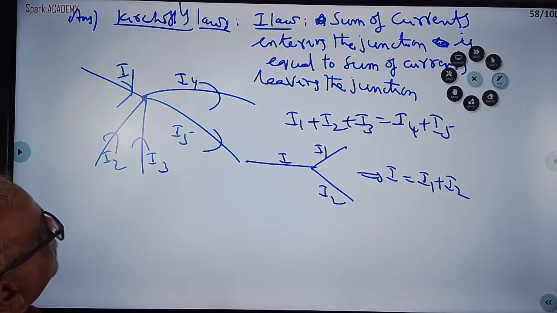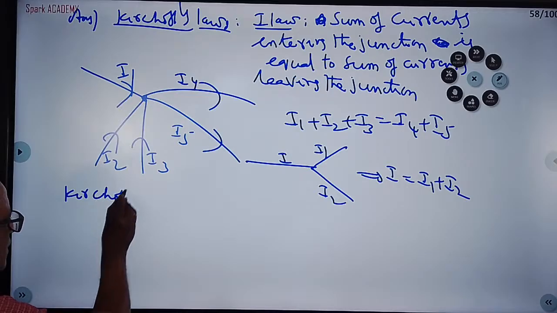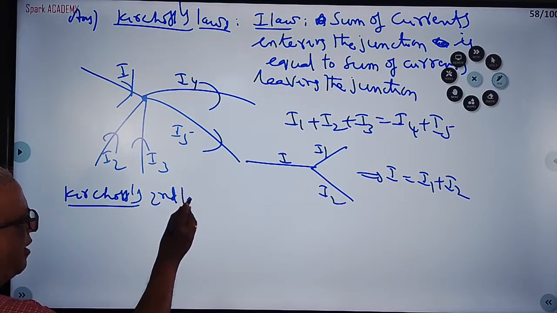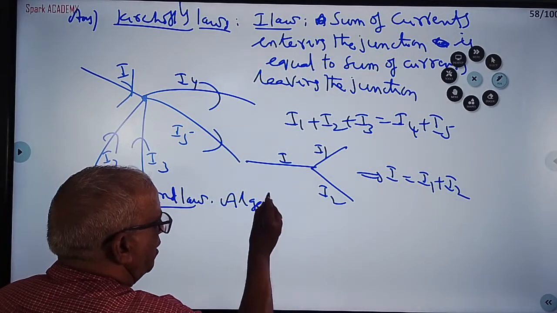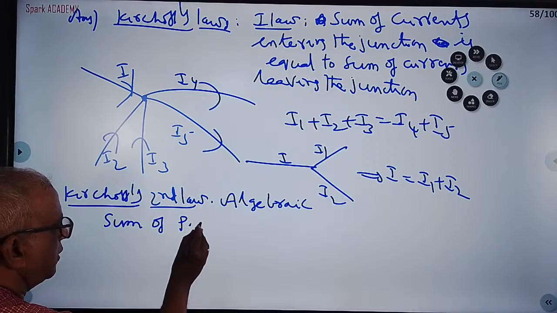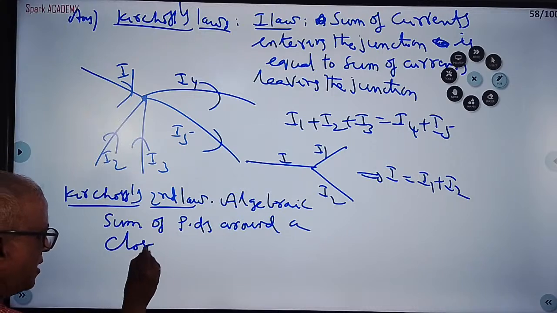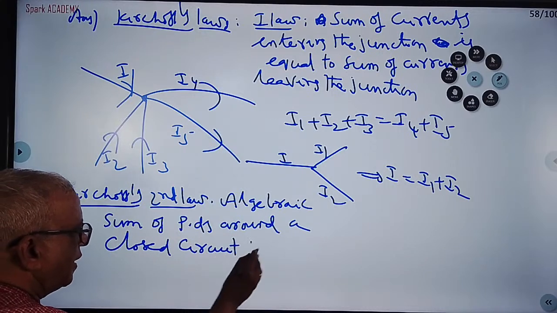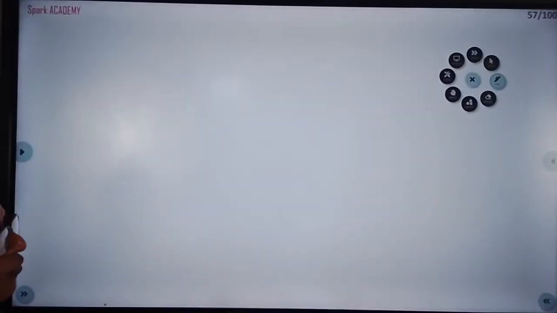What is Kirchhoff's second law? I am writing. Kirchhoff's second law: the algebraic sum of the potential drops around a closed circuit is 0. This is according to the law of conservation of energy. I am explaining the second law on the next page. You have to follow some rules. The explanation you can do by using Wheatstone's bridge.